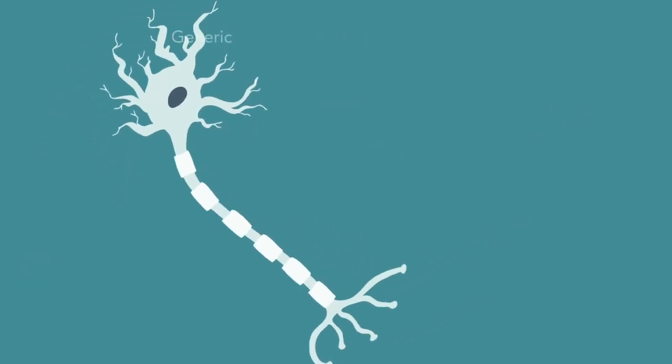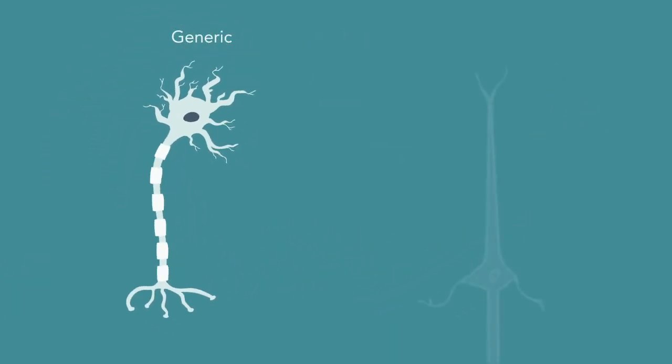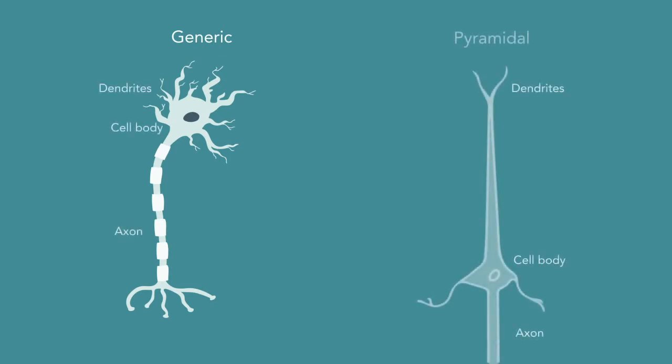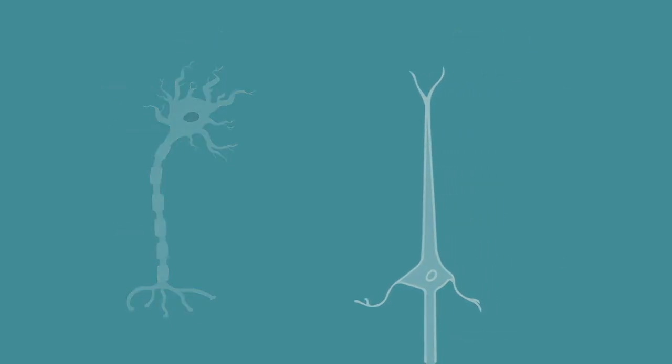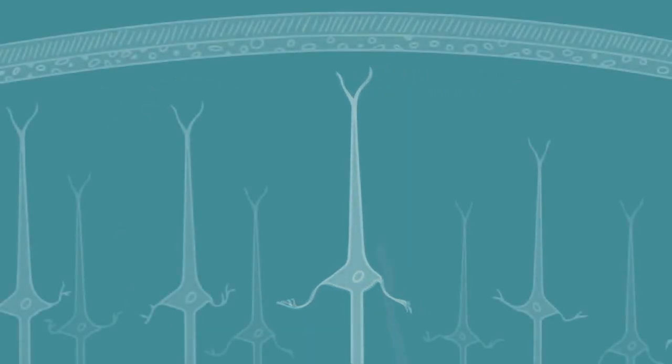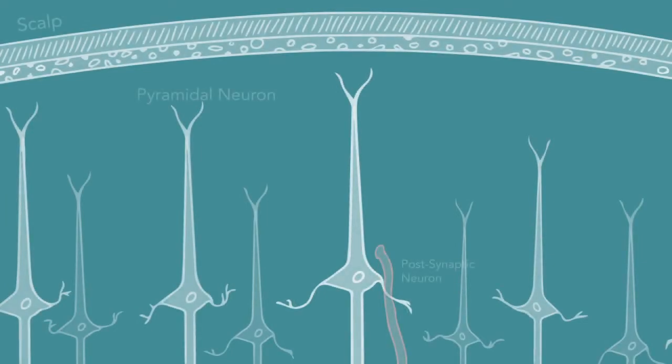Although we have been looking at a generic neuron, EEG signals are primarily generated from a type of neuron called pyramidal neurons in the cortex. Let's walk through the EPSP here and how it creates a dipole in a pyramidal neuron.